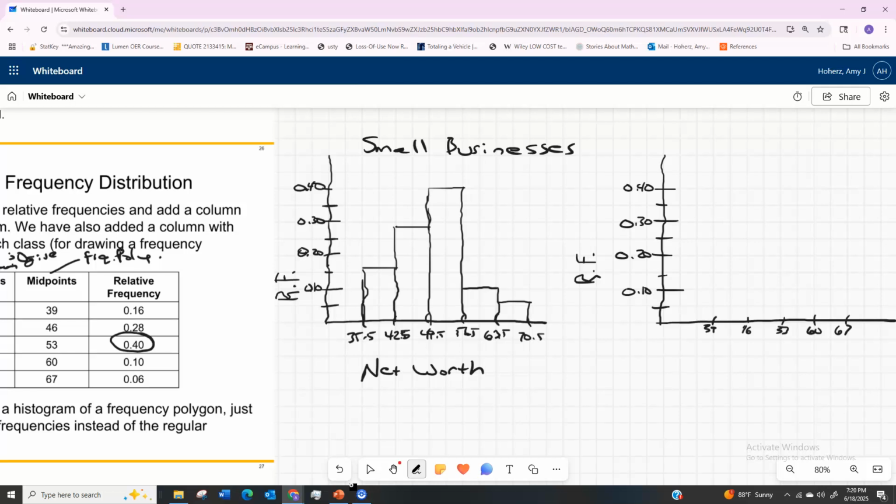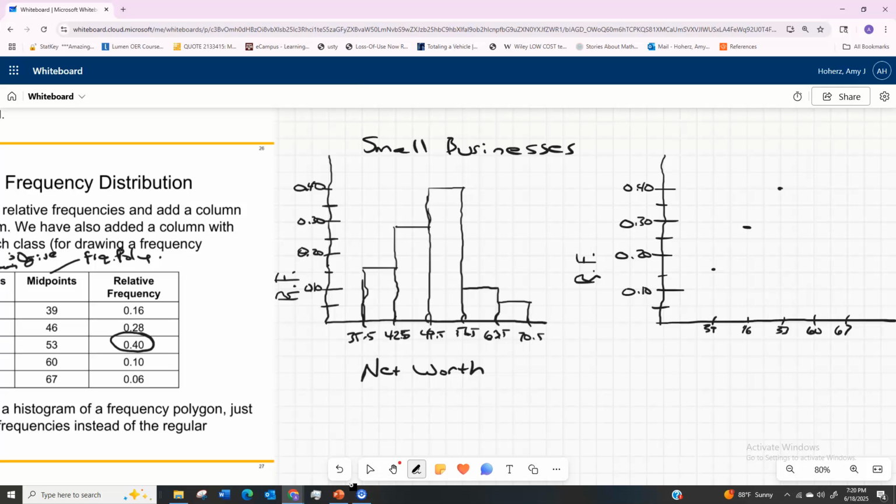And I'm going to make the same marks or the same heights as I did over here. So for this class that went from 35.5 to 42.5, for the frequency polygon, I'm just going to get one dot at 0.16. So at the midpoint, 39, I'm going to get a dot. And then at the midpoint, 46, which represents 42.5 to 49.5, I get one dot at 0.28. And then at the 53, I'm going to get one dot at 0.40 to represent that class that's between 49.5 and 56.5.